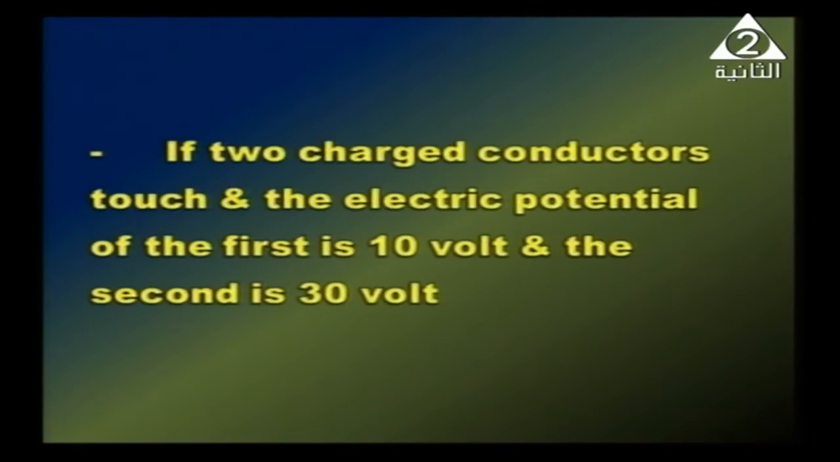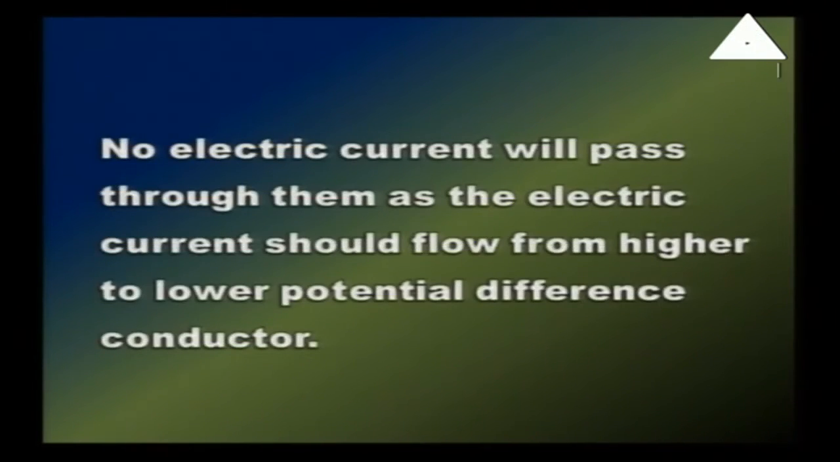What happens if two charged conductors touch, and the electric potential of the first is 10 volt and the second is 30 volt? No electric current will pass through them also, as the electric current should flow from the higher to the lower potential conductor.